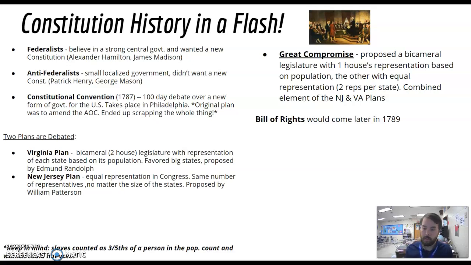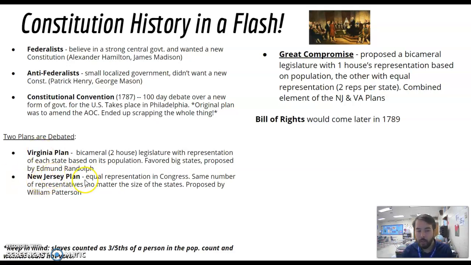So you have this bickering back and forth about what the new government should look like, and they draft two different plans, the Virginia plan and the New Jersey plan. The Virginia plan advocated for a bicameral legislature, so that means a two-house lawmaking body, a two-house Congress. And they said that each state's representation, so who works in the government representing the states, should be based on population. So if you're a big state with a lot of people in it, you should have more reps than small states. And some people just called it the big state plan because that's what it was about.